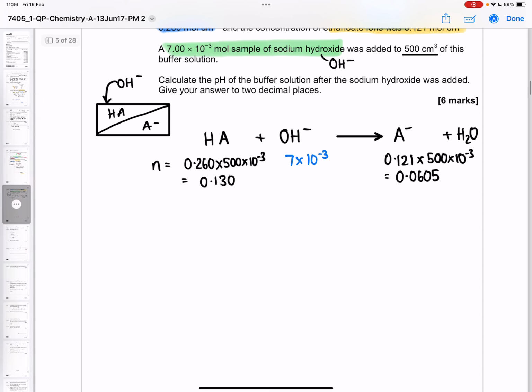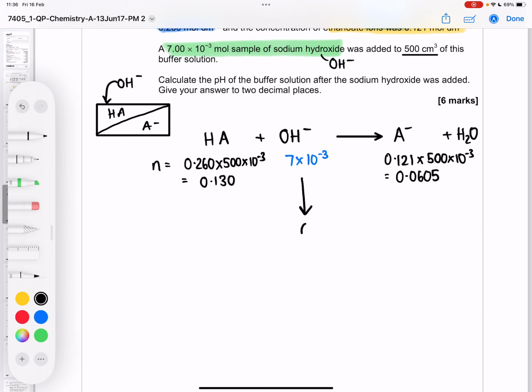Now what will happen is that OH- will get completely used up. It will all react because it's much smaller than the other numbers. And in doing that, it will use up the same amount of HA. So if we subtract 7 times 10 to the minus 3 from 0.13, we get 0.123, but we'll create another 7 times 10 to the minus 3 A minus, but we already had some, so we have to add it on, and we get 0.0675.